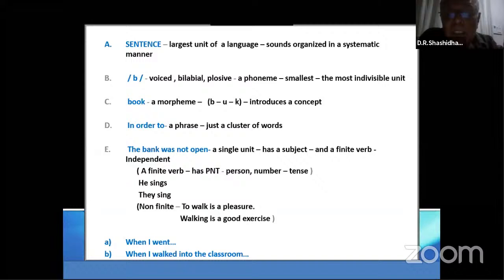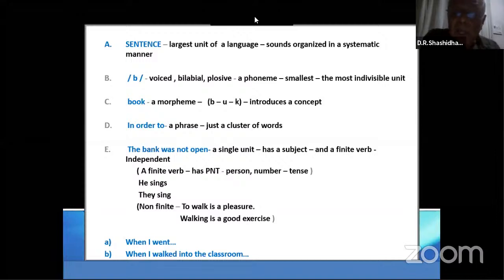This is called a finite verb. A finite verb has PNT. It has person, number, and tense. For your information, I would like to tell you there is another kind of verb, the non-finite verb. A non-finite verb does not come under this category. It does not have person, it does not have number, it does not have a tense. For example, you have the example down below.